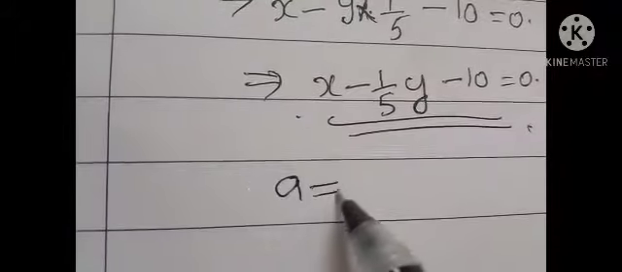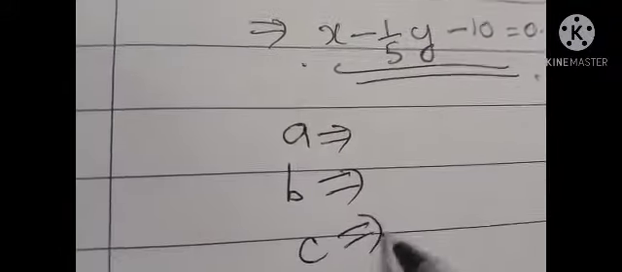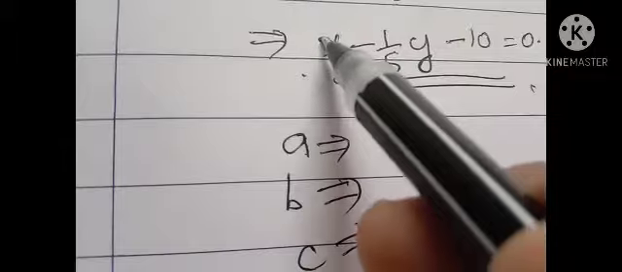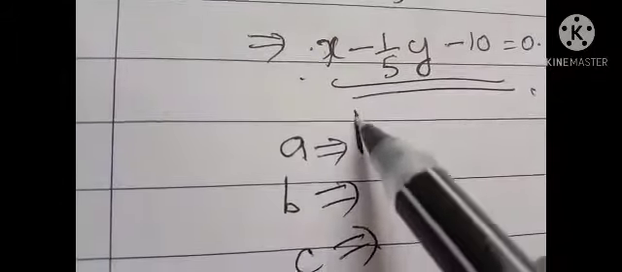Then we have to write the values of a, b and c. a is the coefficient of x. Here there is no number, so we can write it as 1. No number means it is 1. Then minus 1 by 5 y. So which is the coefficient of y?